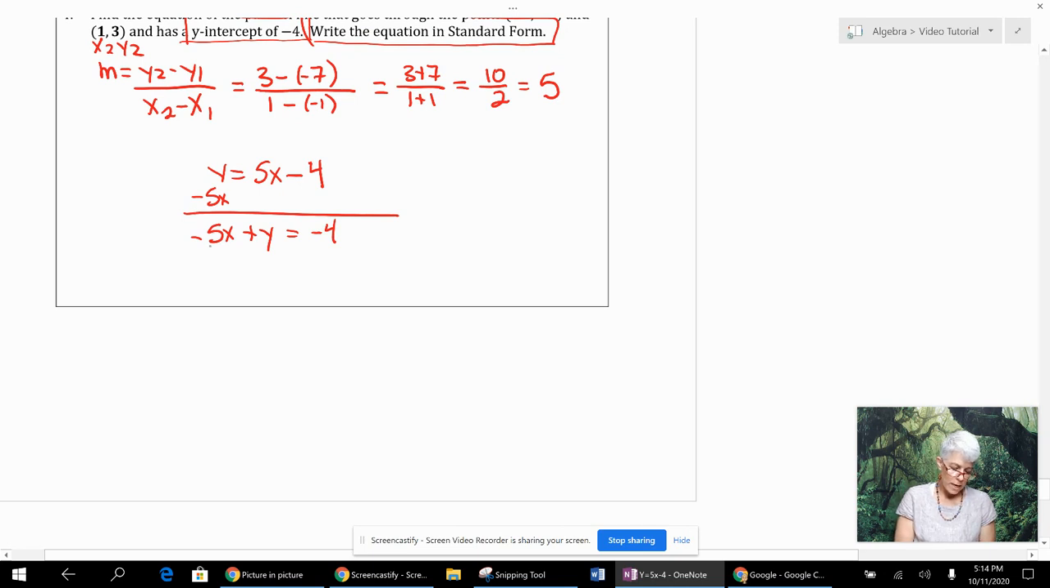Now I need to get rid of all the negatives. This time I'm going to go ahead and do it by division, just so you can see. You can do it either way. It doesn't really matter. So I end up with 5x minus y equals 4.